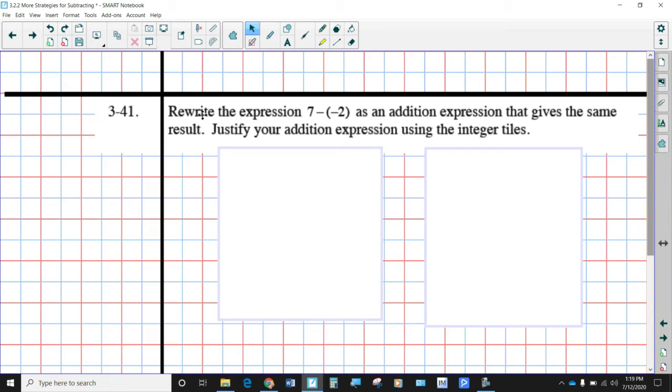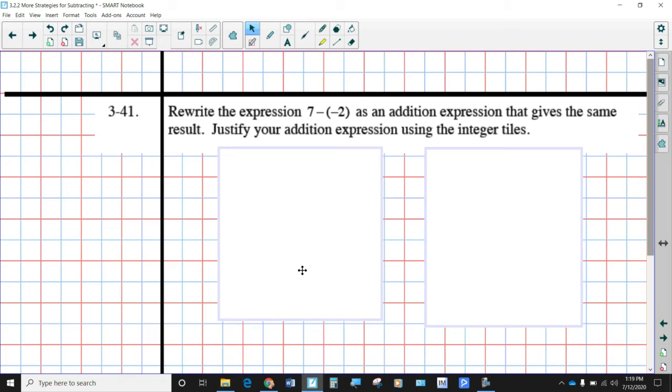All right, so now let's do this. Let's rewrite 7 minus a negative 2 as an addition expression that gives the same result. Justify your addition expression using integer tiles. Okay, so go ahead and copy 7 minus a negative 2 and model that as an addition problem and see if you can get the correct answer. Pause and then unpause when you're ready.